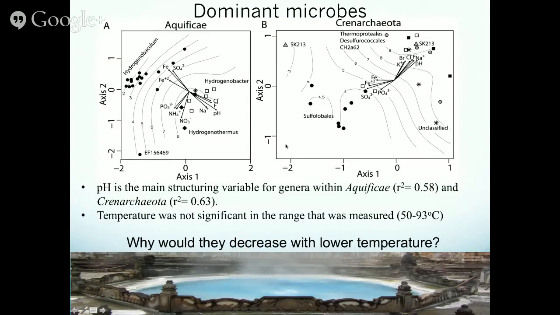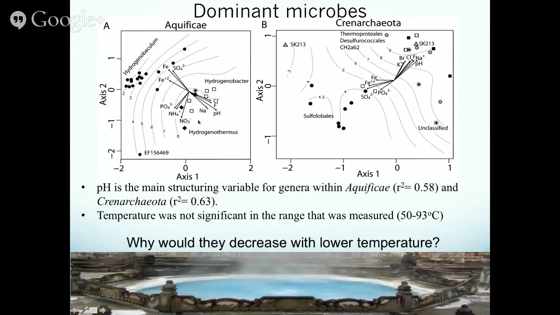So I can run another NMS, but this time I'm just going to show you the genera, or the taxa, that fall within the Ocophocaceae and the Crenarchaeota. There's this Hygienobaculum, a genus within Ocophocaceae, found over here. Those are the ones that are typically found in these acidic environments. We have the Hygienothermits and Hygienobacter found over here in these more alkaline type environments. And pH was the most significant variable that correlated with this distribution of the Ocophocaceae. Temperature was not significant within this range that we measured, between 50 and 93 degrees.